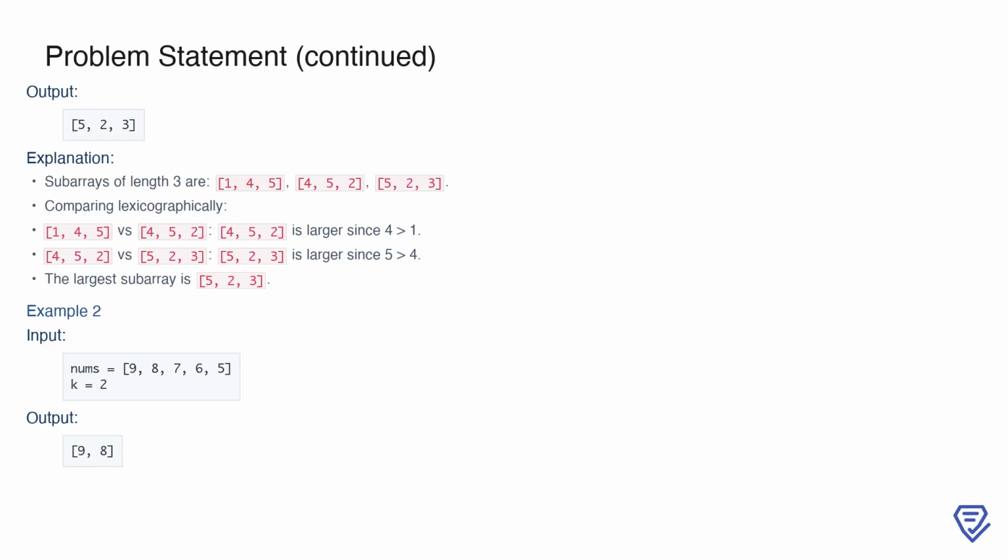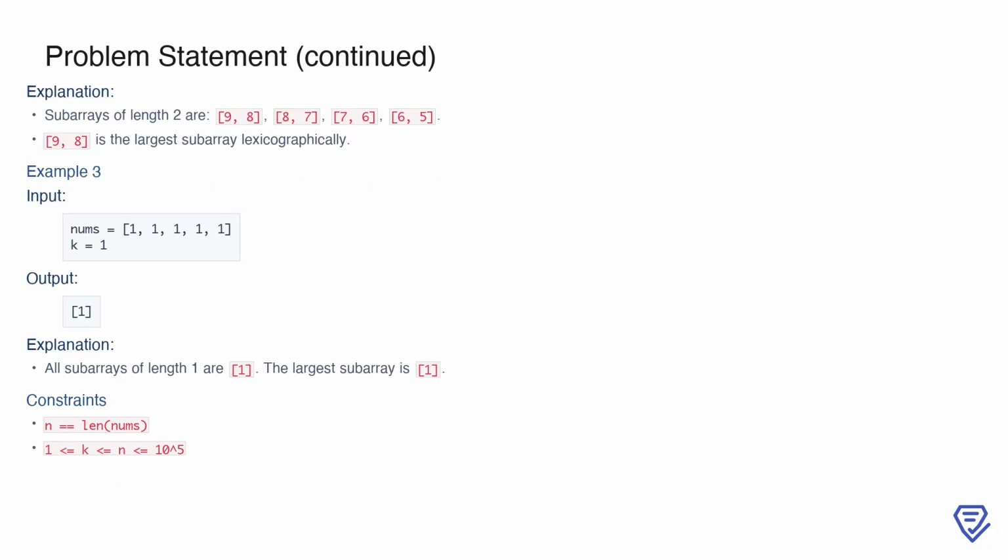In the second example, nums is 9, 8, 7, 6, 5, and k is 2. The possible subarrays are [9, 8], [8, 7], [7, 6], and [6, 5]. The largest subarray lexicographically is [9, 8], so that's the output. In the third example, nums is 1, 1, 1, 1, 1, and k is 1. All the subarrays of length 1 are [1]. Since there's no variation, the largest subarray is simply [1].